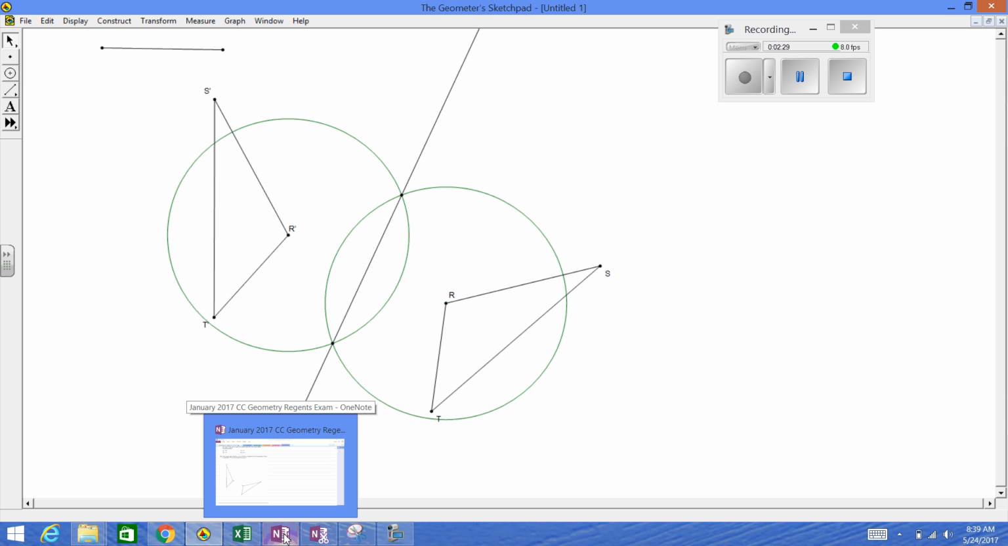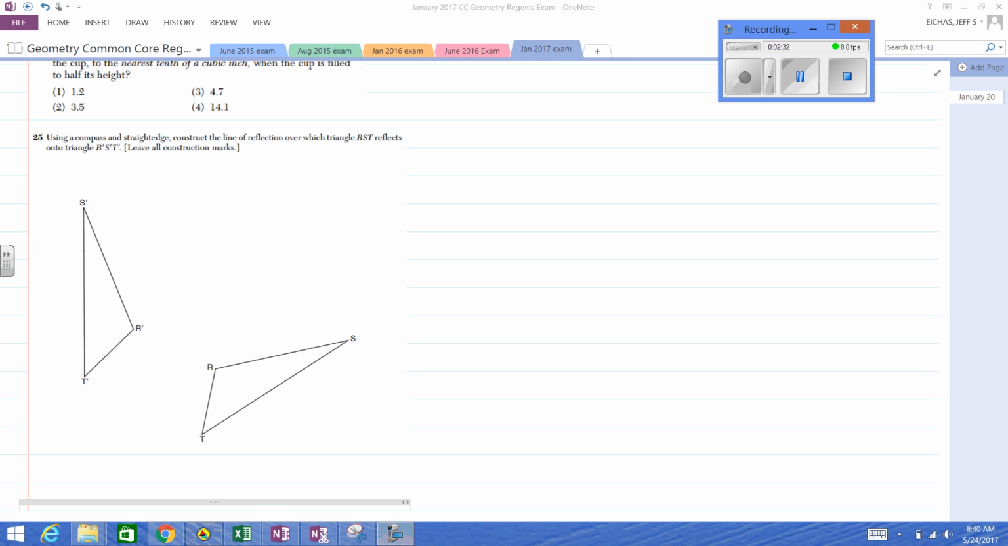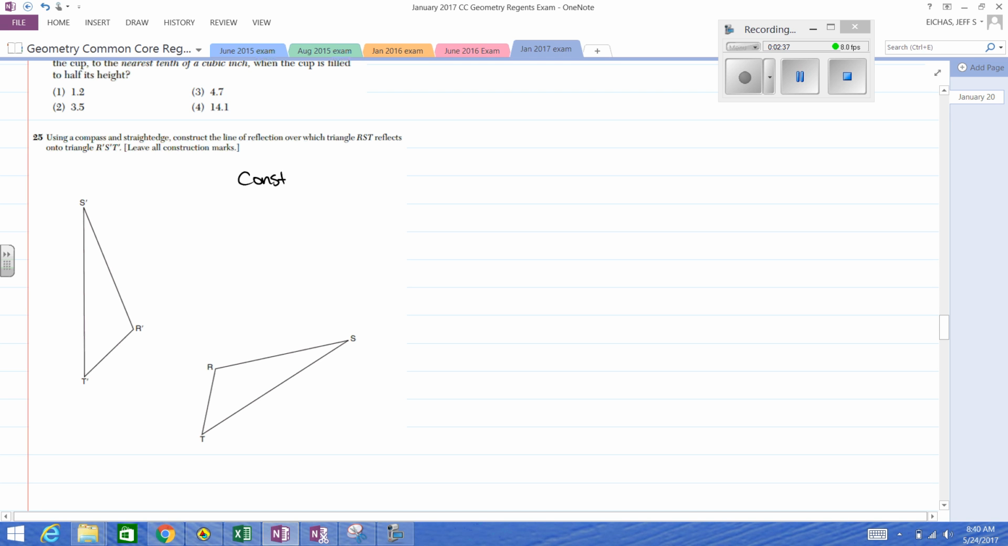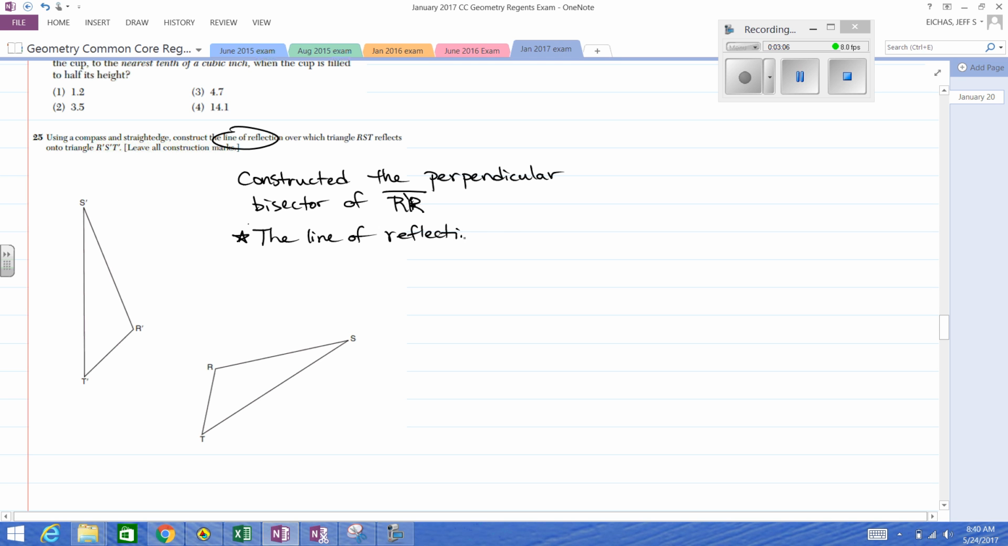All right, so let's get back here. Conceptually, though, let's write this down. We constructed the perpendicular bisector of R prime R. That's what we did, and that should be the line of reflection of any segment joining a pre-image to its image.